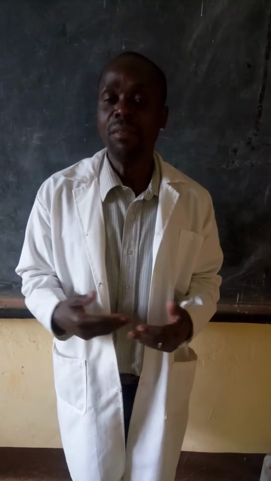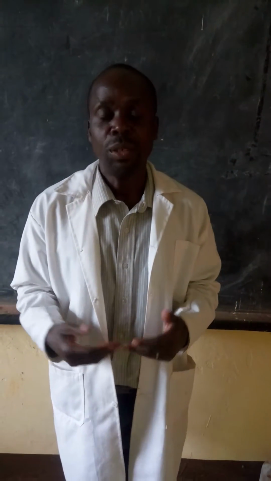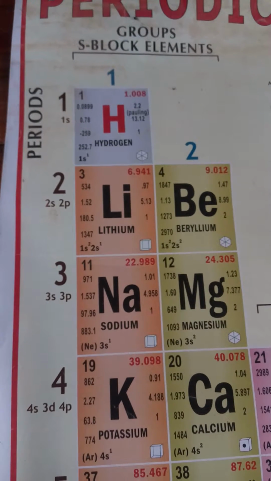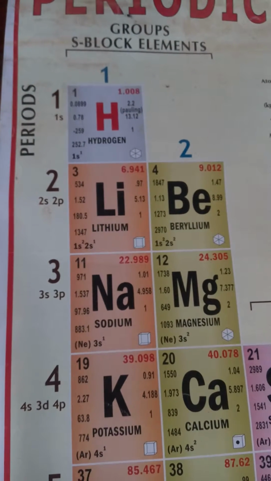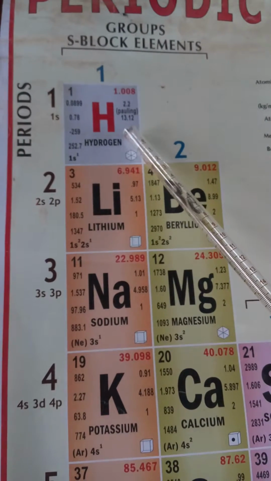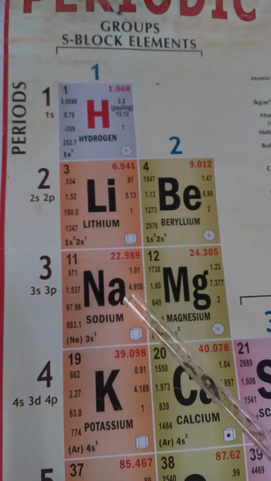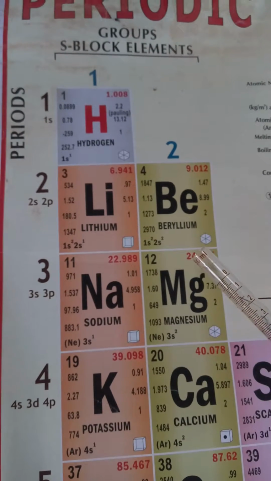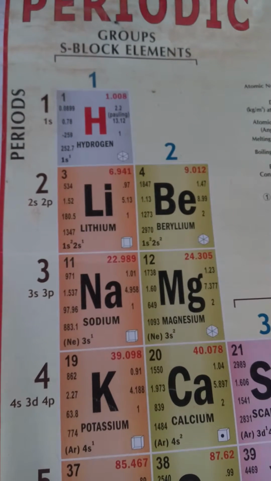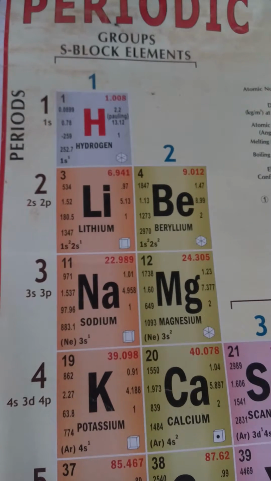Therefore, in general, we can define valence as the number of electrons an atom can share, gain, or lose in forming a chemical bond. And this can be discussed in relation to the periodic table as follows. For example, the elements that belong to group 1, that is hydrogen, lithium, sodium, and potassium, have only one electron in the outermost shell. Therefore, their valence is equal to 1.